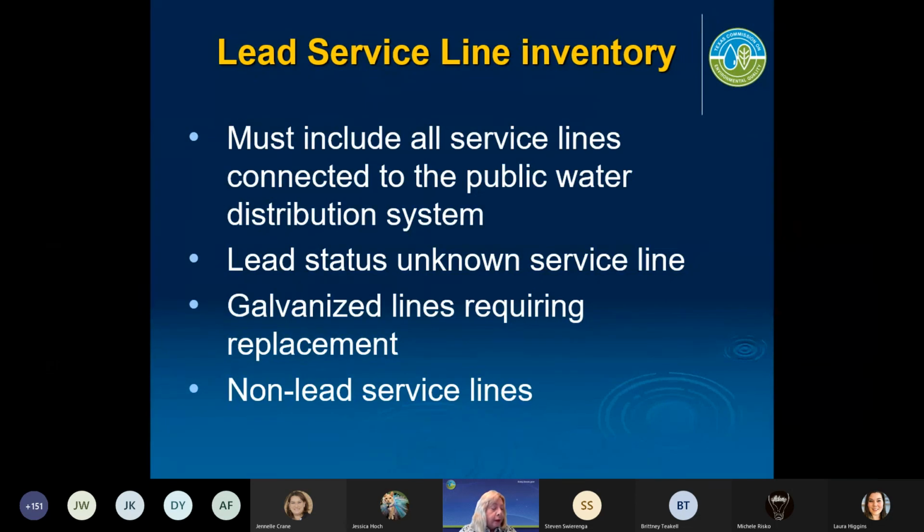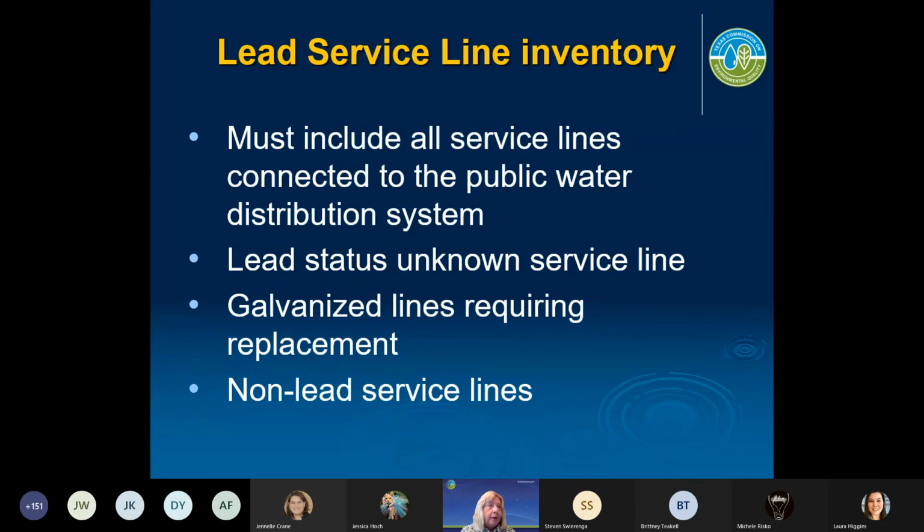The regulation defines lead as where the service line is made of lead. There's also a designation for lead status unknown, where the service line material is not known to be lead, galvanized requiring replacement, or non-lead, such as where there is no documented evidence supporting the material classification. The regulation also defines galvanized lines as iron steel pipes dipped in zinc to prevent corrosion.